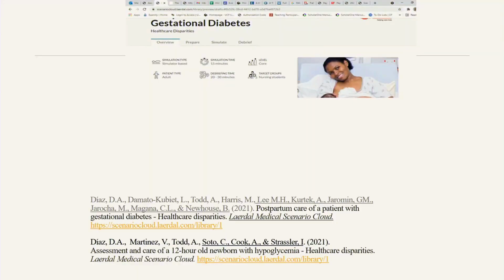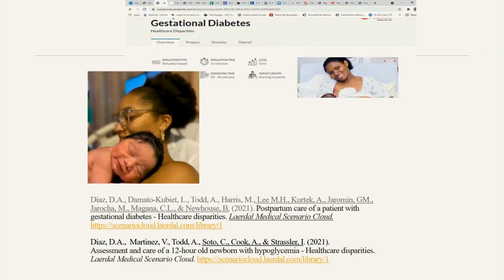So when we think about that with our learners, who needs to be involved in these simulations? How do we move this forward? Because I don't want to leave here in a, oh my gosh, humdrum type of, what can we do? So find people. The Laerdal eye scenario site has the gestational diabetes scenario.